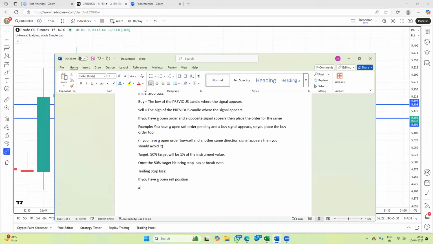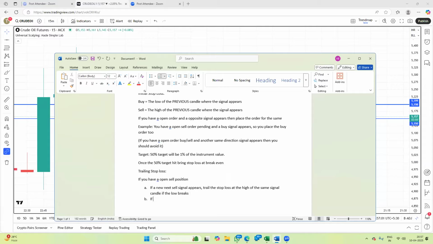So if you have an open sell position, then if a new next sell signal appears, trail the stop loss at the high of the same signal candle, if the low breaks.